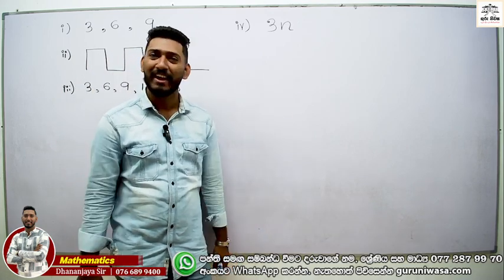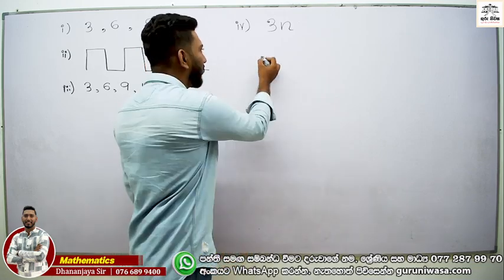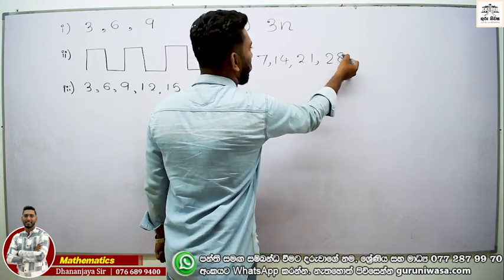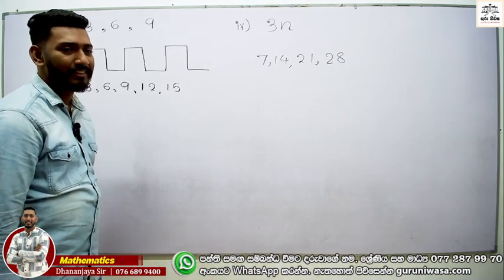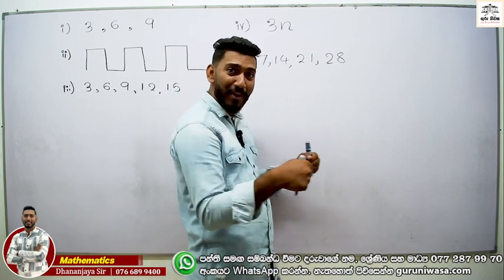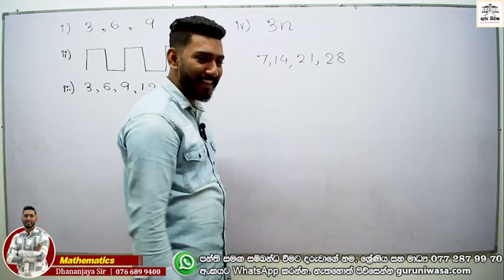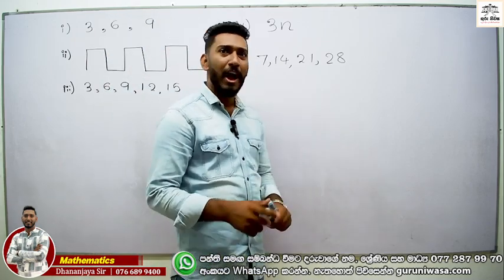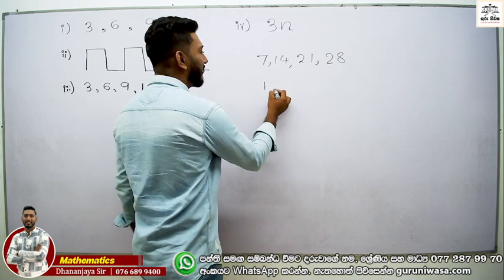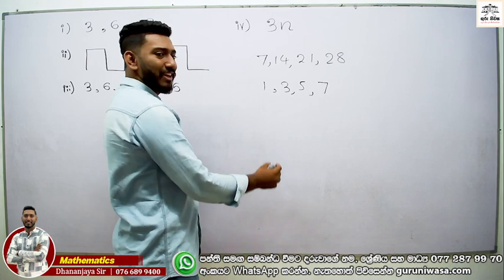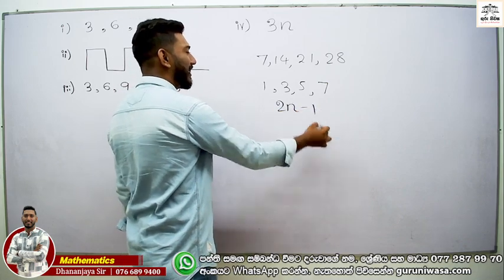Now tell me, what is the general term of this number pattern? What is the general term? 7. 7n. 7, 14, 21, 28, right? How about the odd numbers? 1, 3, 5, 7. Minus 1. Well done. 2n minus 1.